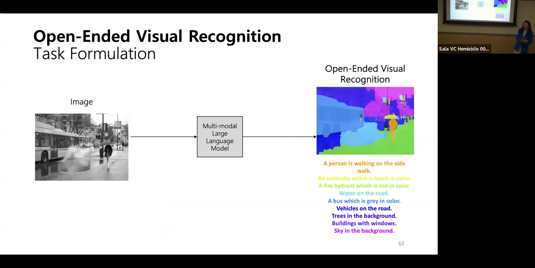So as a recap, this is the task formulation for this last chapter. We have an image, and the aim of this task is to produce spatial localization by segmenting regions, while also generating some meaningful textual descriptions for each of the corresponding regions that we have recognized.